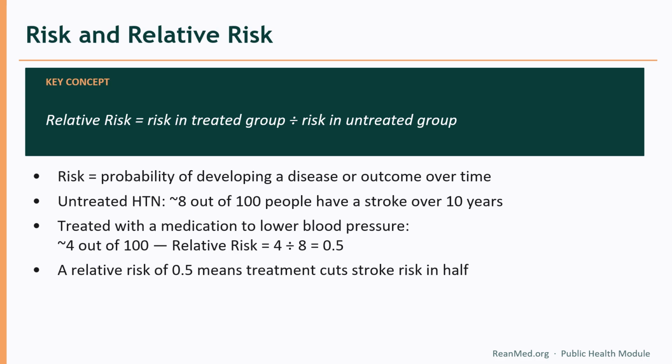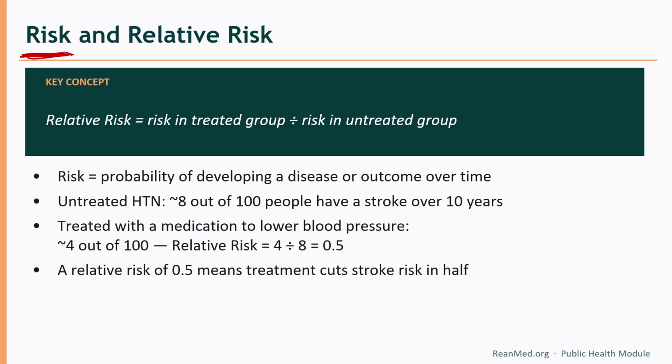On these next two slides, we are going to talk about risk and relative risk. Risk tells you what are the chances of having a bad outcome. In this slide, we're using the example of stroke and high blood pressure. When you have high blood pressure, this increases your risk for having a stroke. However, many people with high blood pressure start taking a medication to lower their blood pressure so that they have a lower risk of having a stroke.